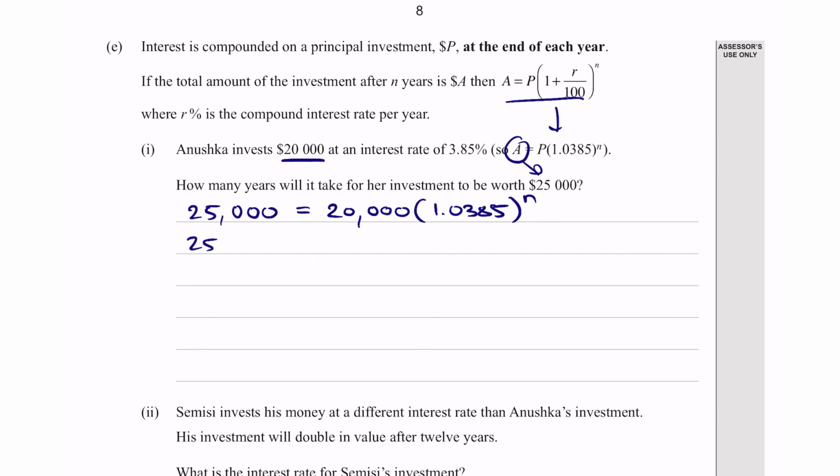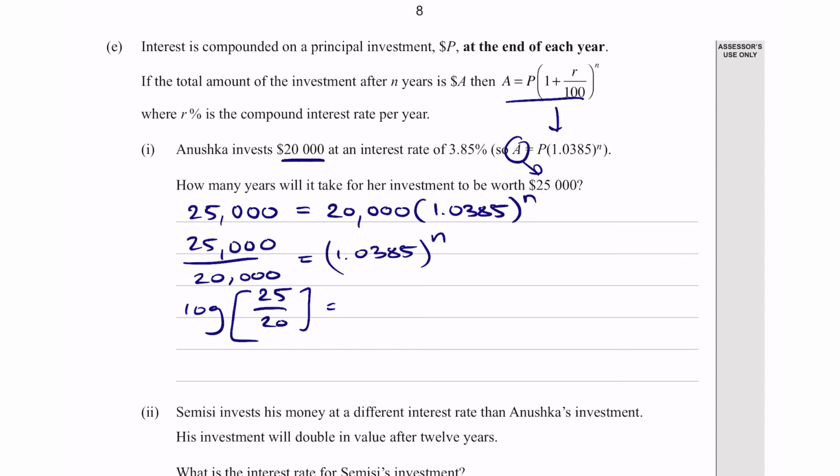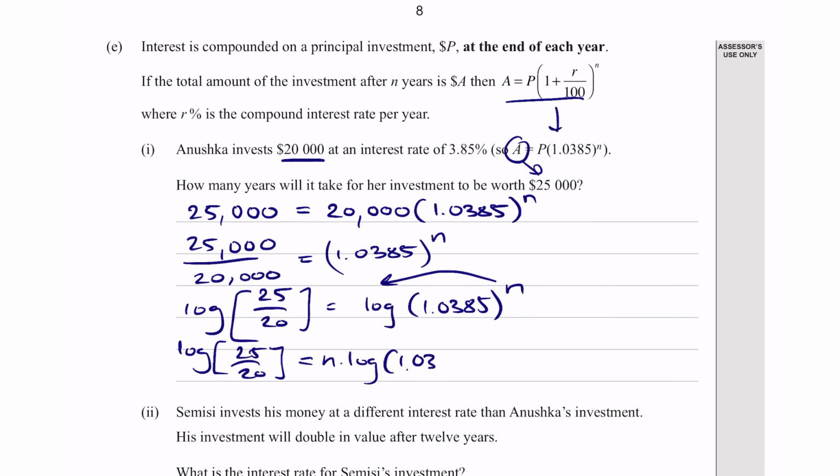It might be easier if I divide both sides by 20,000 first. So 25,000 over 20,000 is equal to 1.0385 to the power of n. If I take the log of both sides, the log of 25 over 20 is equal to the log of 1.0385 raised to the power of n. I can bring that n down, so the log of 25 over 20 is equal to n multiplied by the log of 1.0385. I'm running out of space here. So n is equal to the log of 25 over 20 divided by the log of 1.0385.